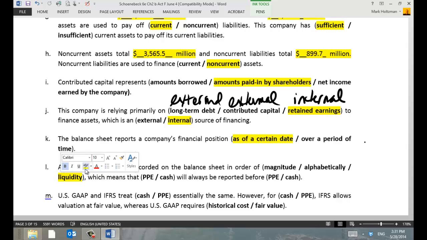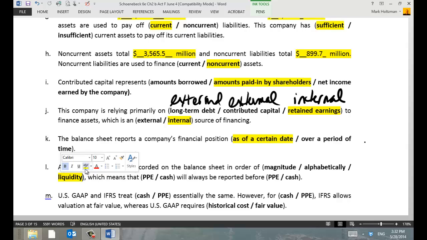So cash has the ultimate liquidity because it's cash, right? On the other hand, accounts receivable, how do you convert accounts receivable into cash? You have to collect the money. How do you convert inventory into cash? By selling it. How do you convert PP&E into cash? You have to sell it, right? But we don't plan to sell it anytime soon.